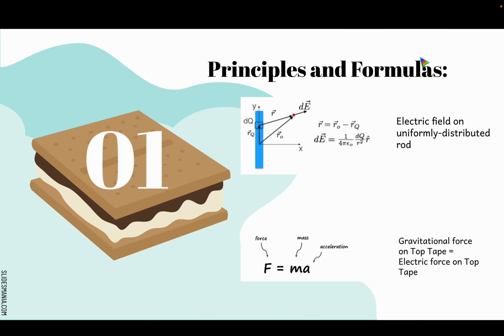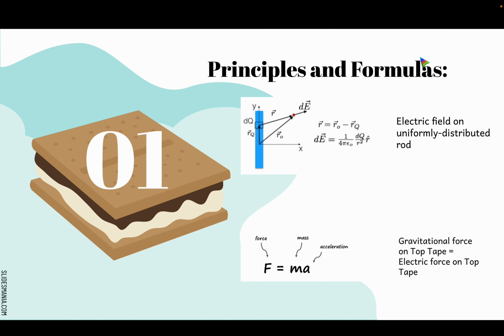So for the principles and the formulas we apply in this lab, we know that for the electric field on a uniformly distributed rod or line charge, dE is equal to k times dq divided by r squared times r hat. And then for the total electric field, we'll just integrate this dE formula.